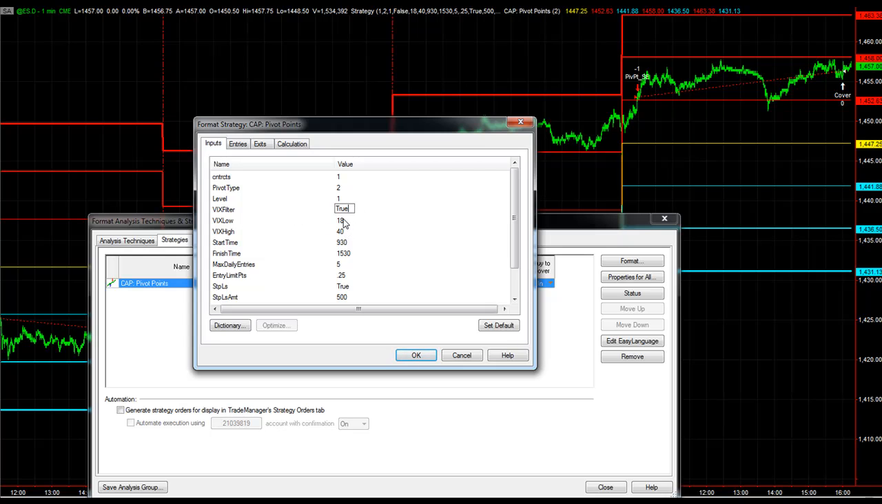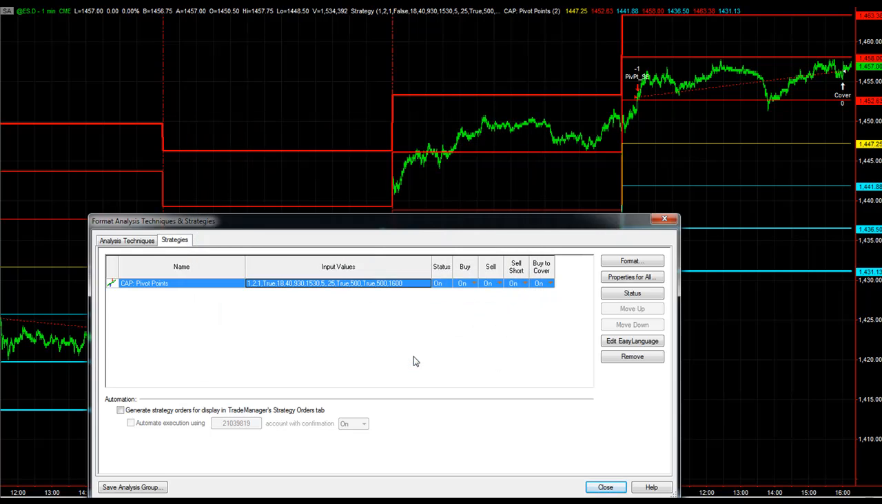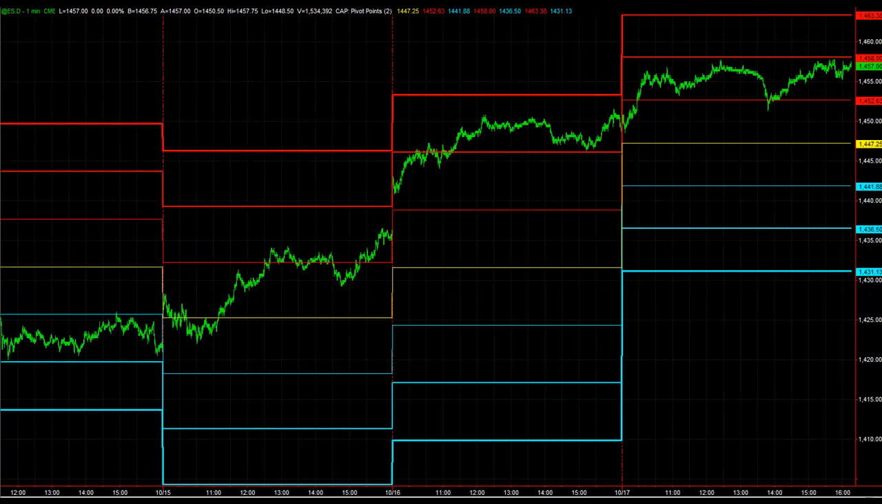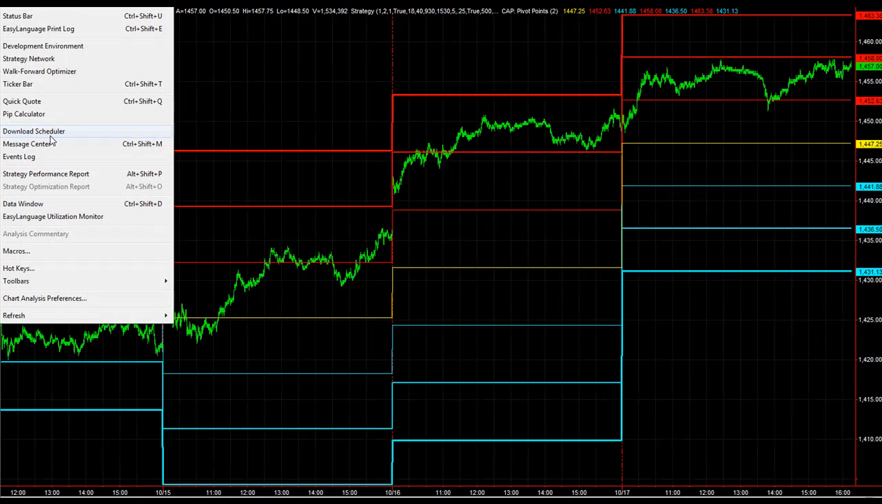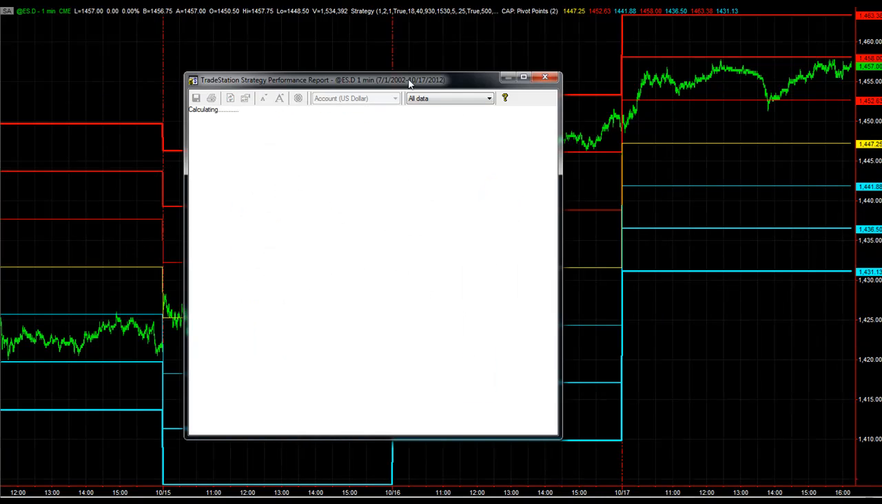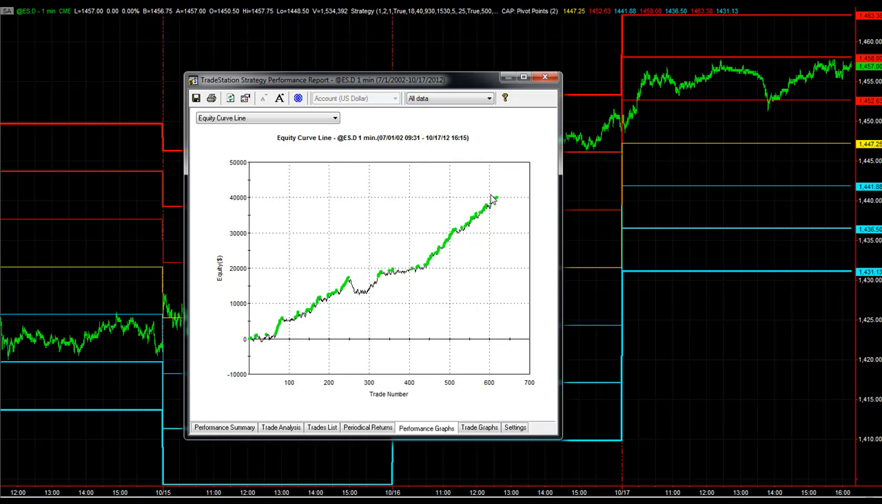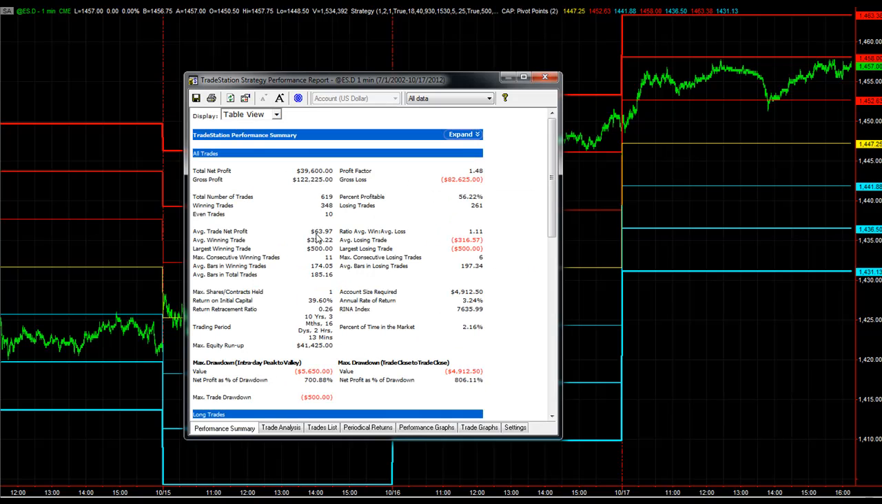It's pretty low. So let's take a look at how that affects the results, and I'm going to pause the video. Alright, we paused the video while that was updating. Now I want to take a look at the performance summary, and you can see over the same time frame, much better performance. The average profit per trade goes from $33 to $63. This is without slippage and commission.